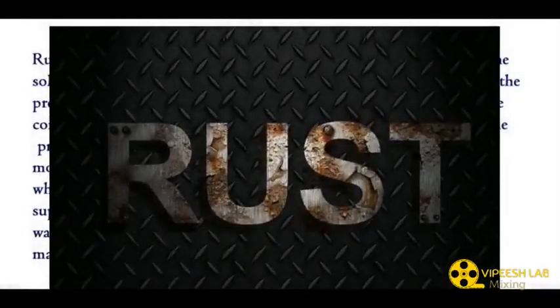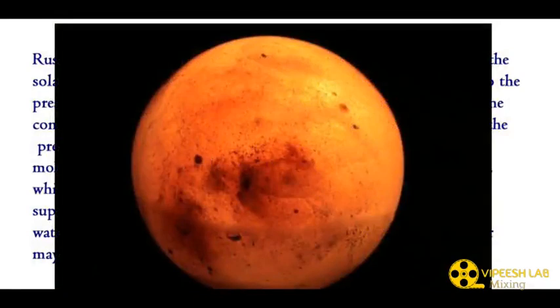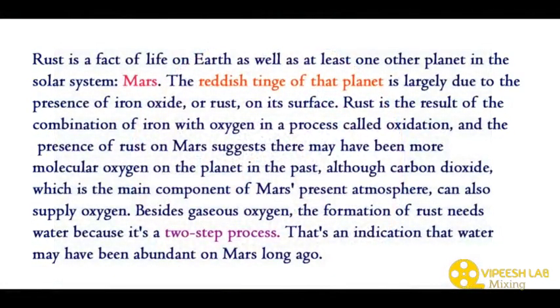Rust. Rust is a fact of life on Earth as well as at least one other planet in the solar system, Mars. The reddish tinge of that planet is largely due to the presence of iron oxide, or rust, on its surface. Rust is the result of the combination of iron with oxygen in a process called oxidation. And the presence of rust on Mars suggests there may have been molecular oxygen on the planet.